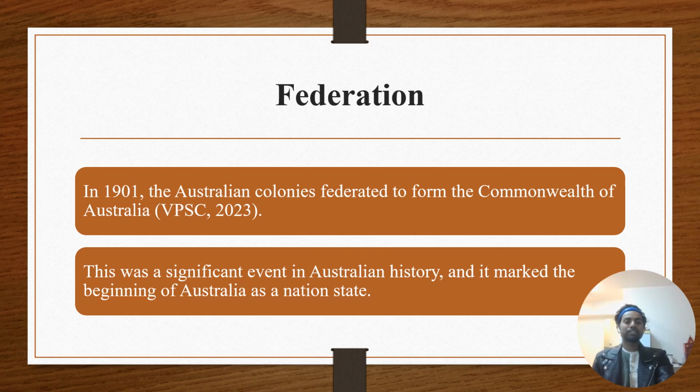Federation. In 1901, the Australian colonies federated to form the Commonwealth of Australia. So this is the date. I already told you that this is a very important date in the history of Australia. 1901 is the date when the Commonwealth of Australia was introduced. This was a significant event in Australian history, and it marked the beginning of Australia as a nation state. So Australia became regarded as a nation after 1901. Before it, there were British colonies.